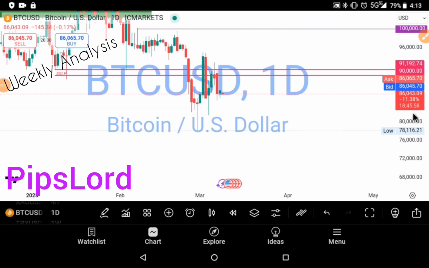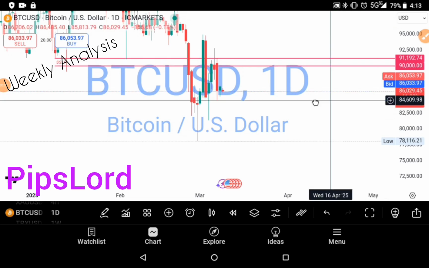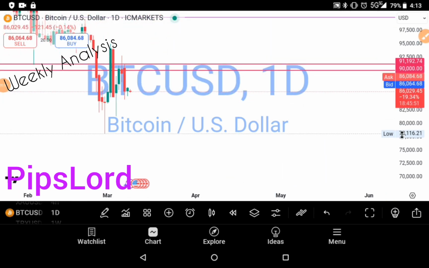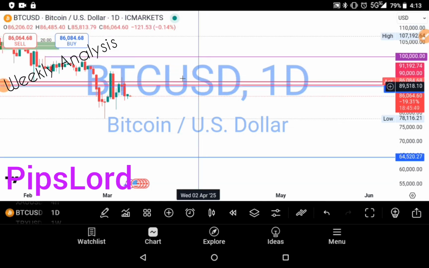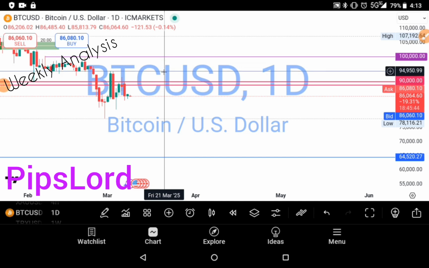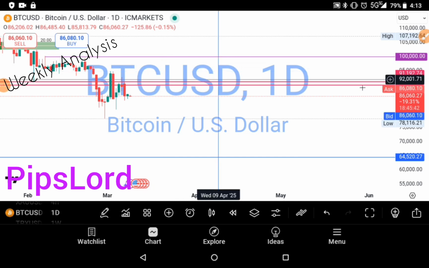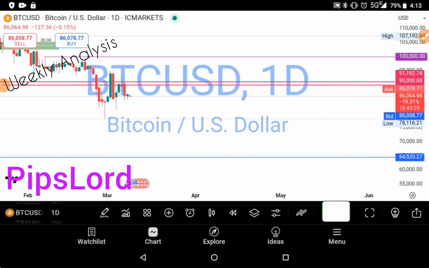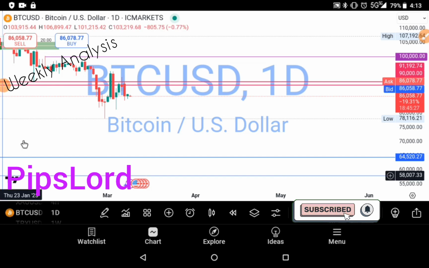So that is what I'll be watching. But if 90,000 should give way, then I'll be watching 94 to 97. That is the upside, 94 to 97. And the downside, I'll be watching 76 to 72. So at this junction, I'll be calling it a day.